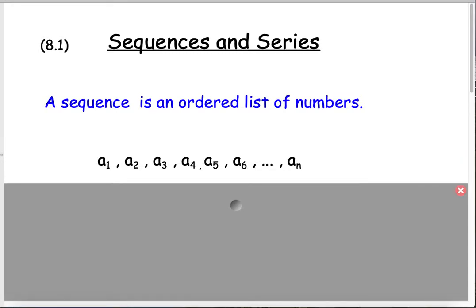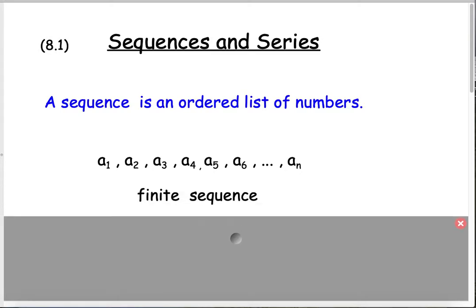For example, a sub 1, a sub 2, a sub 3, all the way up to a sub n. Usually the subscripts are used so we know which term in the sequence we're talking about. For example, a sub 5 means it's the fifth term in the sequence. And this is referred to as a finite sequence because it doesn't go on forever. It has a finite number of terms.